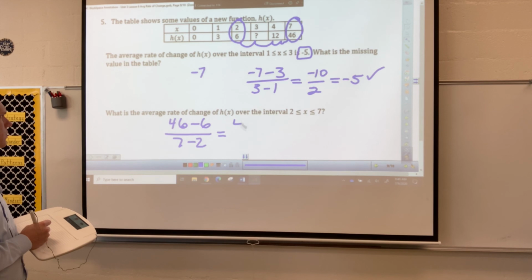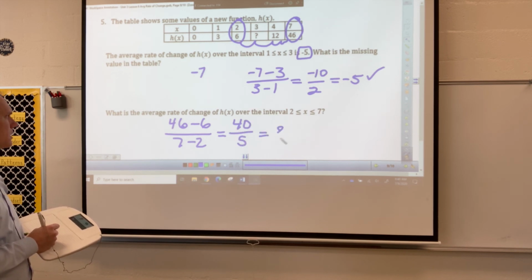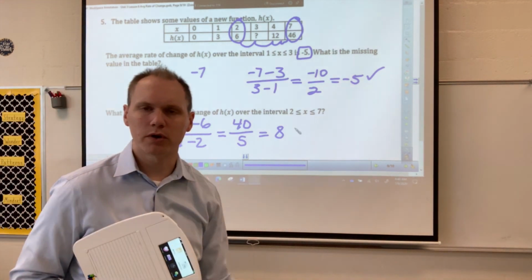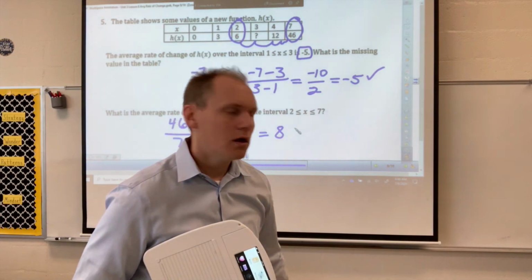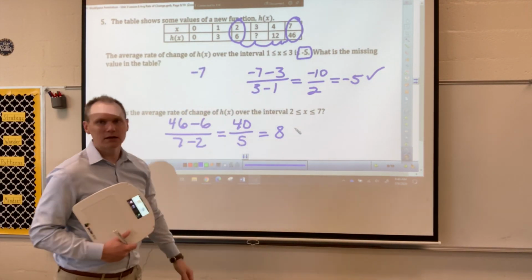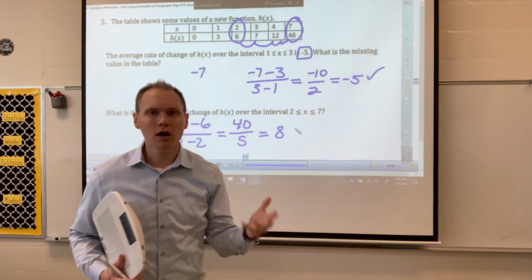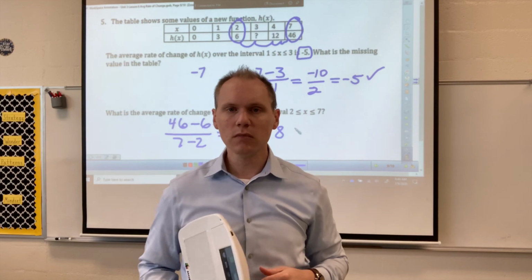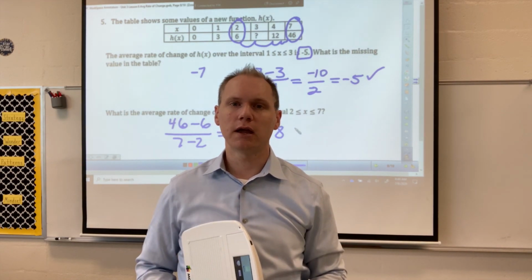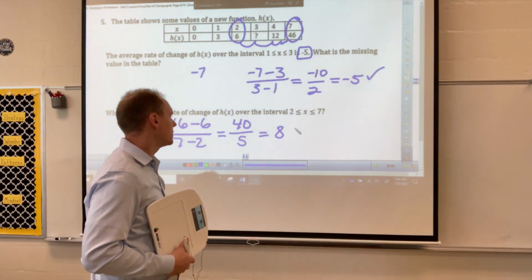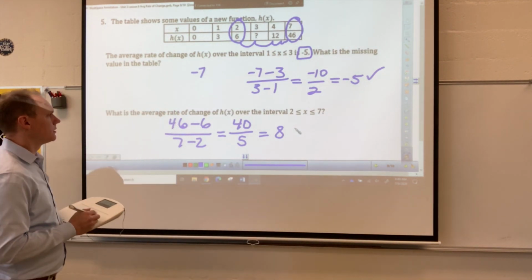46 minus 6 is 40. 7 minus 2 is 5. And we get 8. And we could put in our units if we had any. So the average rate of change here between 2 and 7 is 8. Now does it follow that constant rate? No. But we're saying on average, the average rate of change is 8. So if we were to follow a constant rate, it would be 8. So it gives you some good things to think about there.